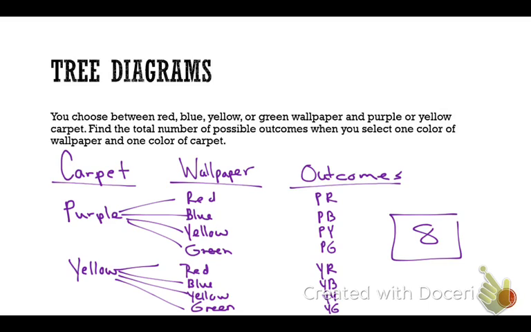I would say something like this: what is the probability that yellow will not be a color in the room? And you would say 3 out of 8. I don't see how. I see purple, red, purple, blue, purple, green. It's only 3. 1, 2, 3. Yep, 3. So we can calculate probability from this, guys.